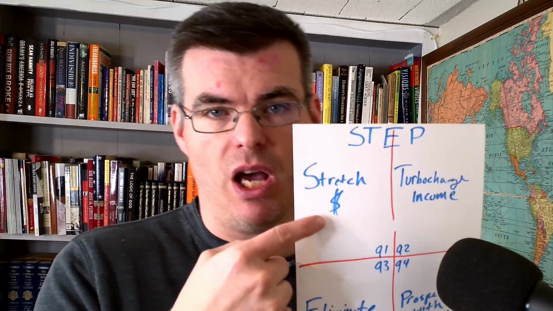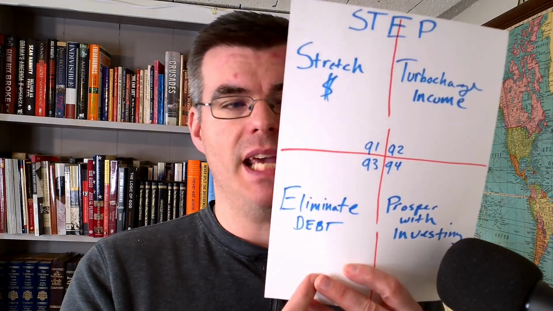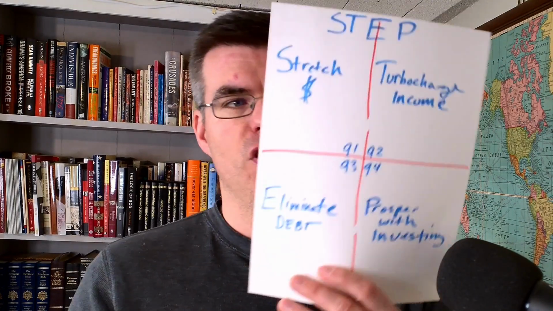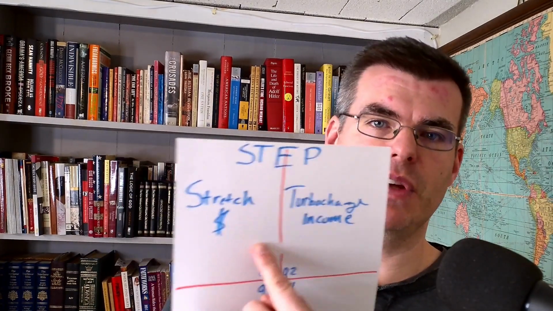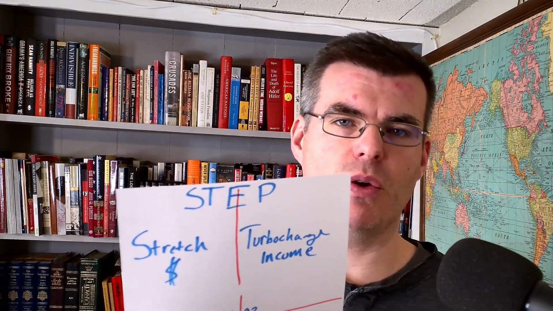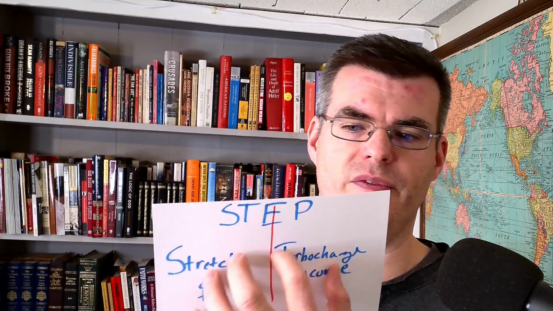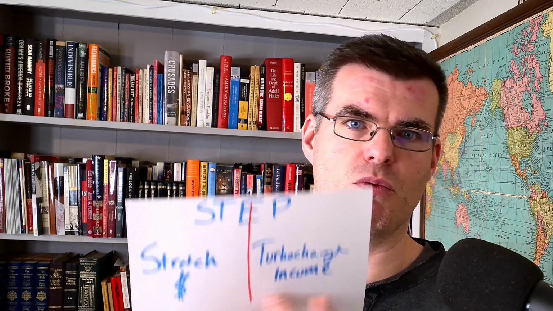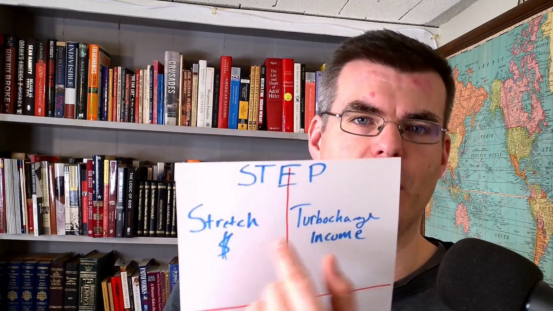But let me go through that again. Stretch every dollar. This is super important. Turbocharge your income. Eliminate debt, and prosper with investing. Now, if you notice, these two connect, these talk about money coming in. It's also talking about how you're spending your money and making money. This is money coming in. It has nothing to do with really investing. It's more like money around you, like your job, money coming in, and what you do with that money when it comes in.